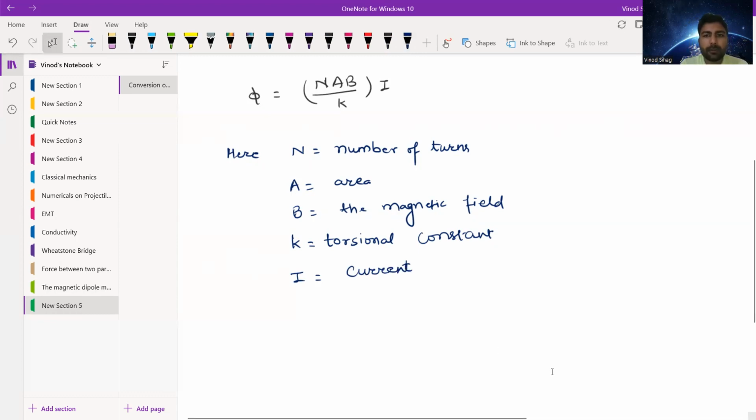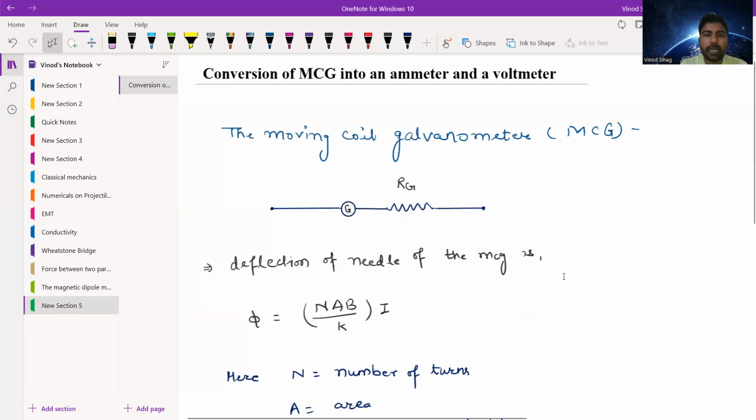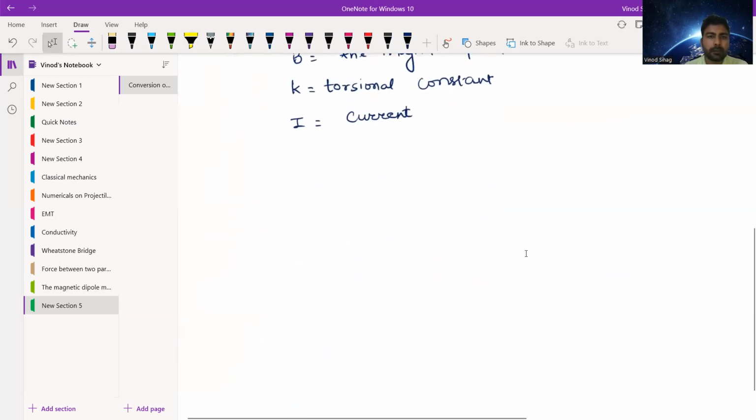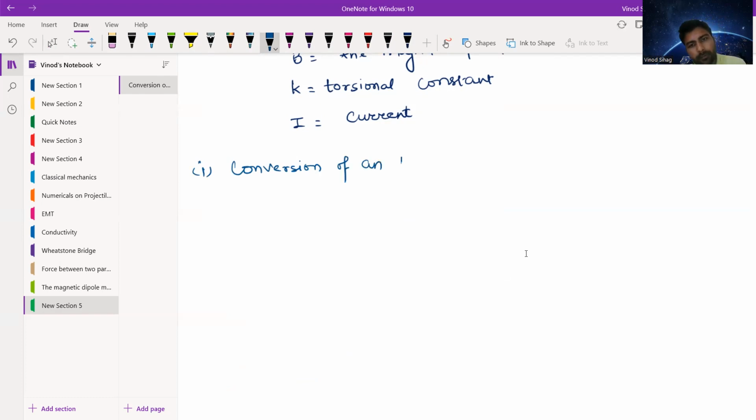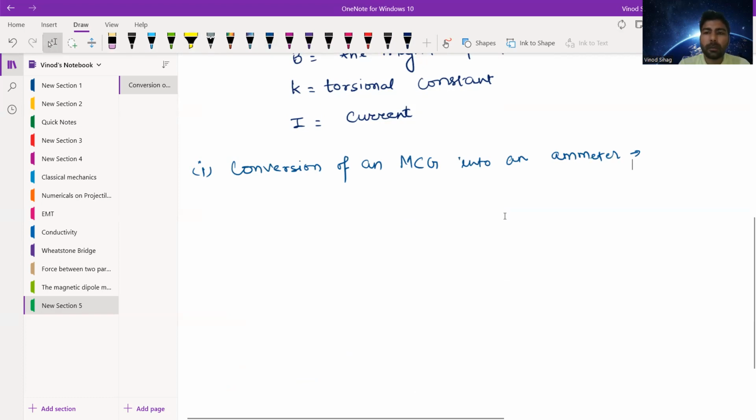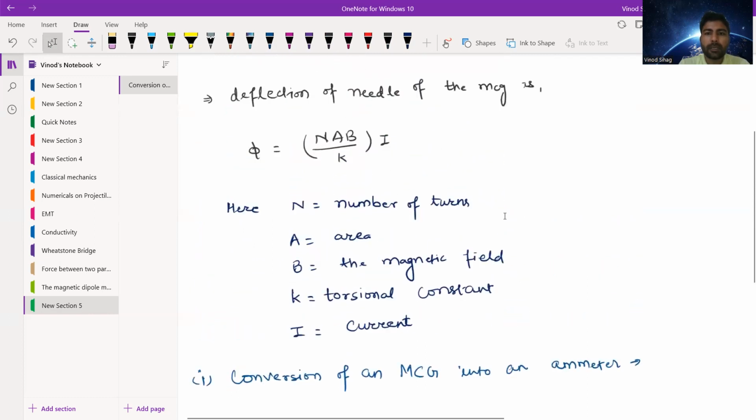So now the first process we are going to do is the conversion of a moving coil galvanometer into an ammeter. Before converting the MCG into an ammeter, what we should know are the properties of an ammeter.